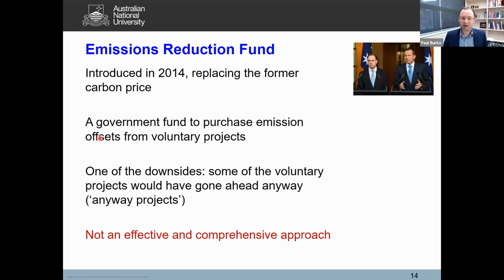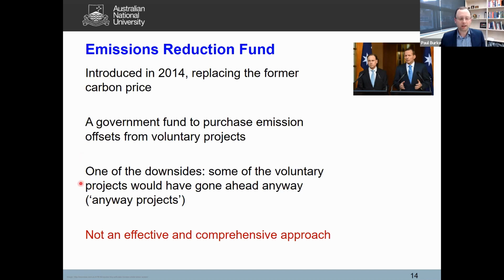Really, the key pillar currently in our emissions policy is the emissions reduction fund. This is a subsidy fund to pay for individual projects, for example, projects that promise to not cut trees, or projects that promise to reduce emissions by putting in energy efficient lighting and things like that. This scheme was introduced under the Abbott government in 2014 to replace the carbon price.